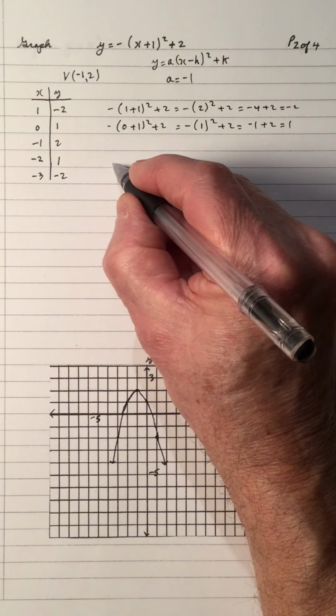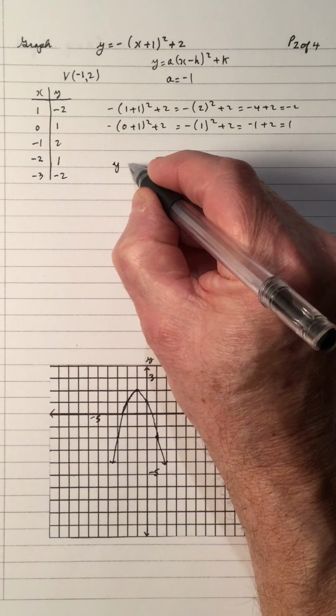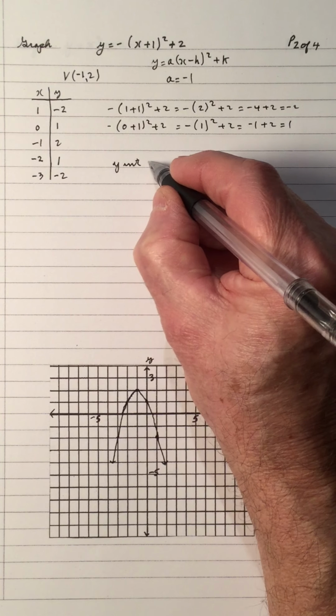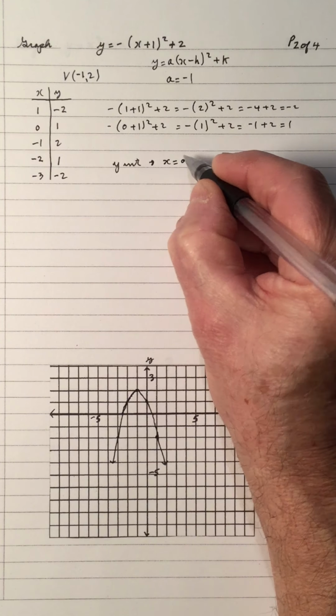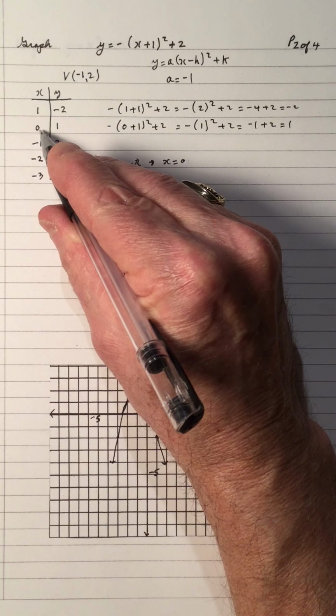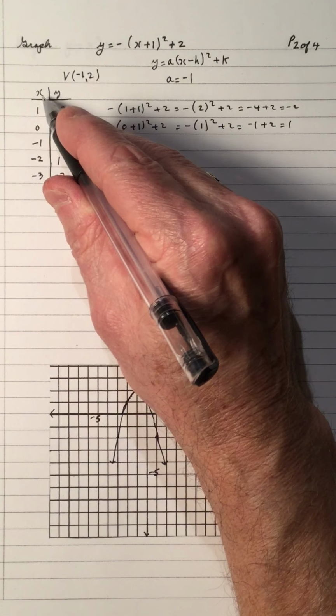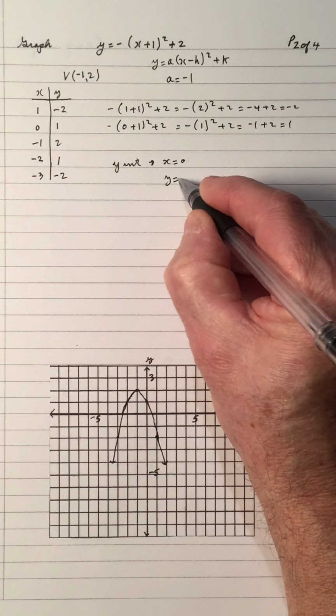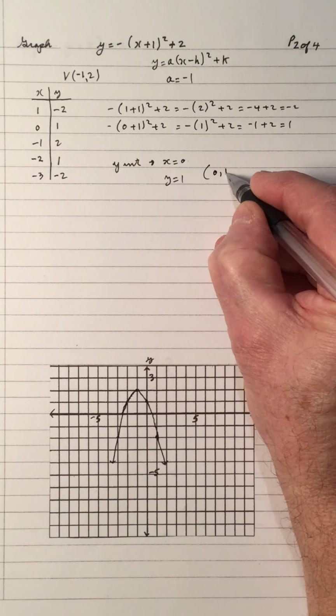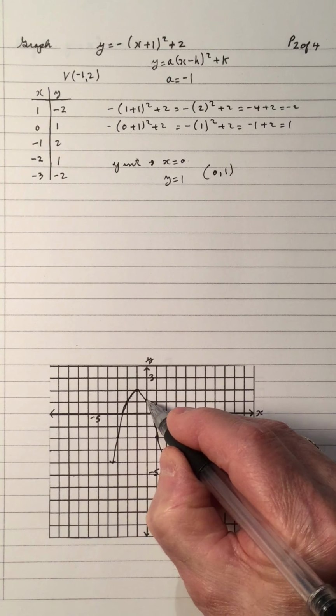And if we want to find the y-intercept, y-intercept is when we let x equals 0. Well, that's already done in the table of values. When x is 0, y became 1, so that's 0, 1. That's the y-intercept, which is right there.